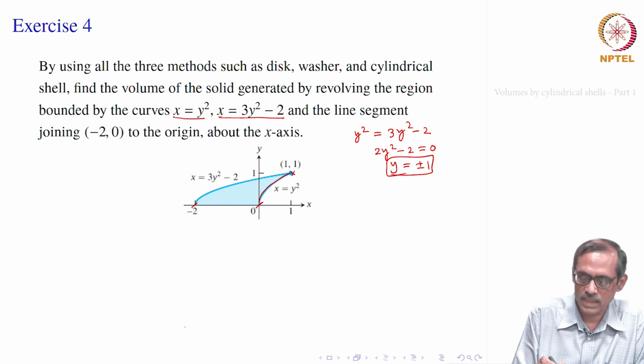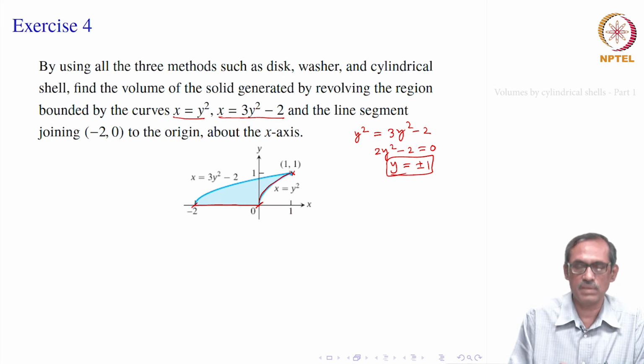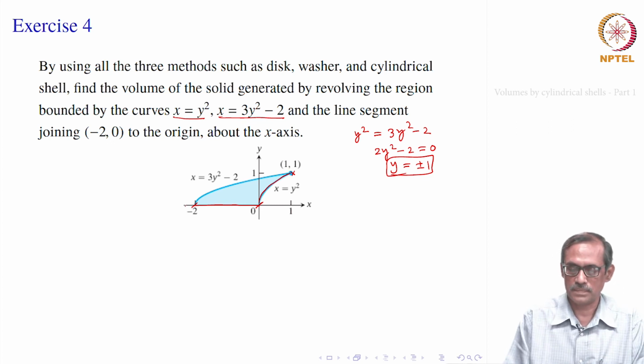So, we have a point (-2, 0), where x equals 3y² minus 2 crosses the x axis, and the origin, where x equals y² crosses the x axis. So, that gives one border of the region, and the other point is (1, 1). So, the region is bounded by the curve x equals y² on one side and x equals 3y² minus 2 on the other. This is the region.